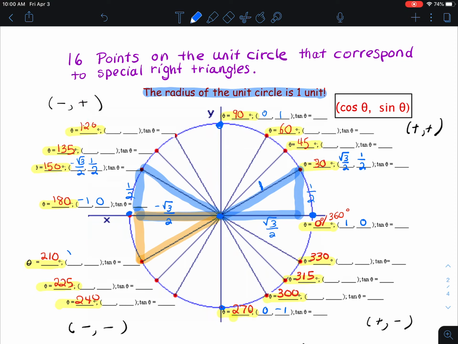Okay, now when I come down here, again, I'm keeping square root of 3 over 2 as the x-coordinate, 1/2 as the y-coordinate, but we know that all the points in quadrant 3 are both negative, so I need to make both of them negative.